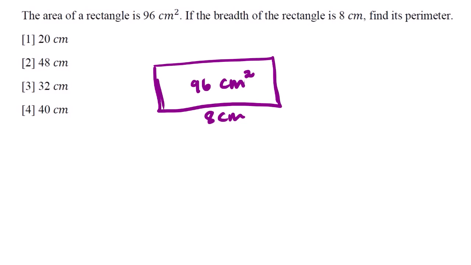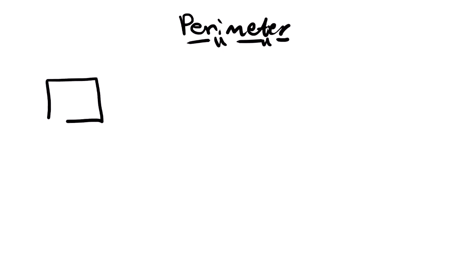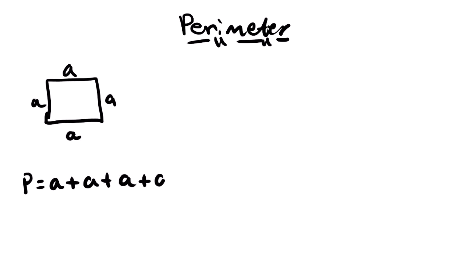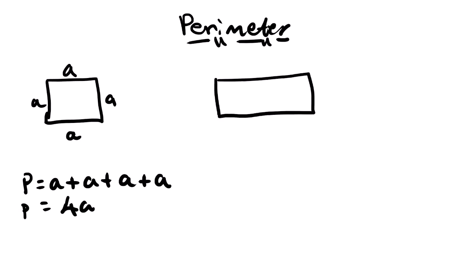Now, let us look at the perimeter. We have given the equations for area as well, but the question also needs the perimeter. Perimeter of a square, if this is A, we are going to have A plus A plus A plus A, which will give us 4A. Remember that we are just looking at the continuous line of the boundary of the closed geometric figure or shape.